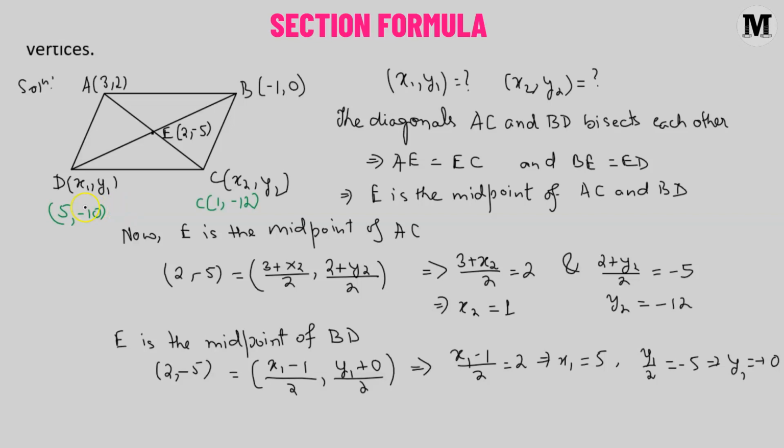So we have successfully obtained the coordinates of the other two vertices of the parallelogram, such that the diagonals intersect at the point E, which is (2, -5).